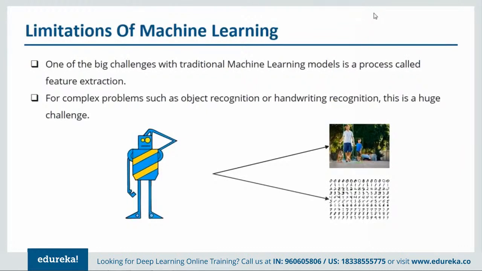Now, what happens because of that? Complex problems such as object recognition or handwriting recognition become a huge challenge for machine learning algorithms to solve.